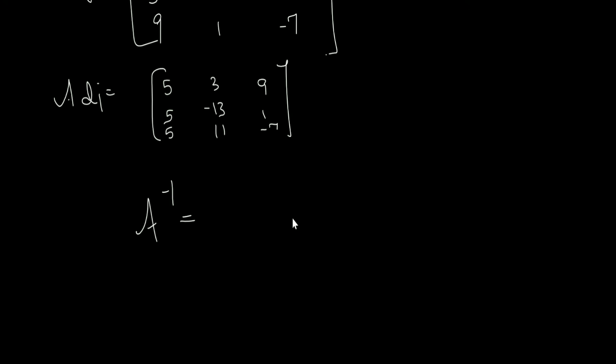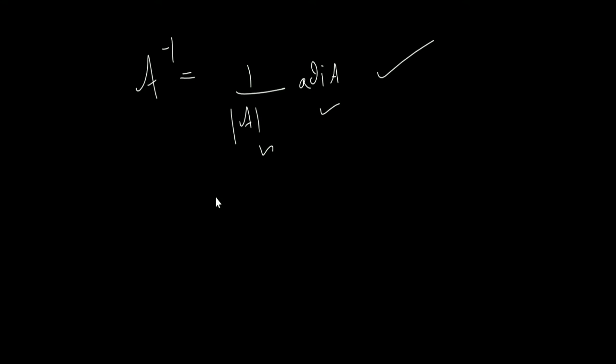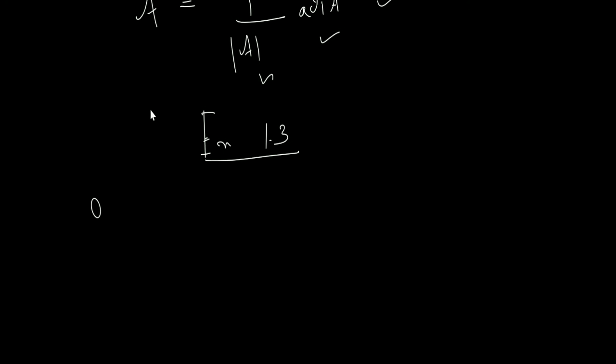What is the formula to find the inverse? 1 by determinant of A into adjoint of A. You know how to find the determinant, you know how to find the adjoint, so you can find the inverse. So you can do exercise 1.3. Exercise 1.3 is solve using the matrix inversion method. This is the second method you are learning. The first method is Cramer's rule.